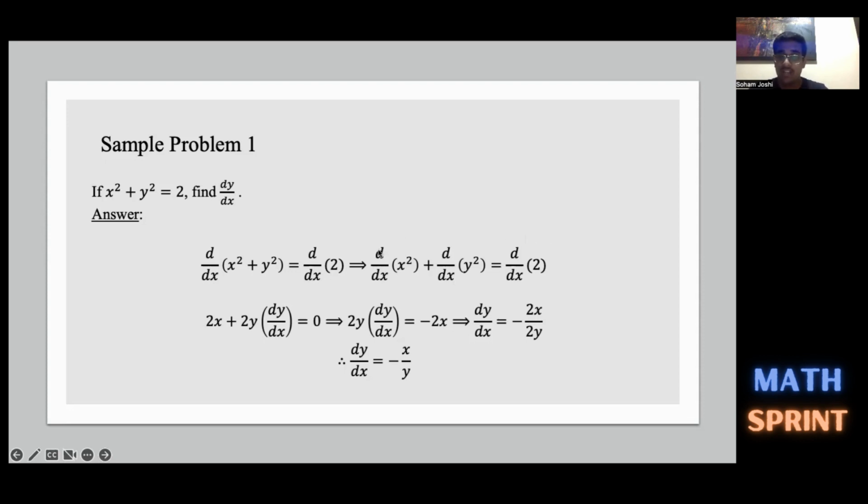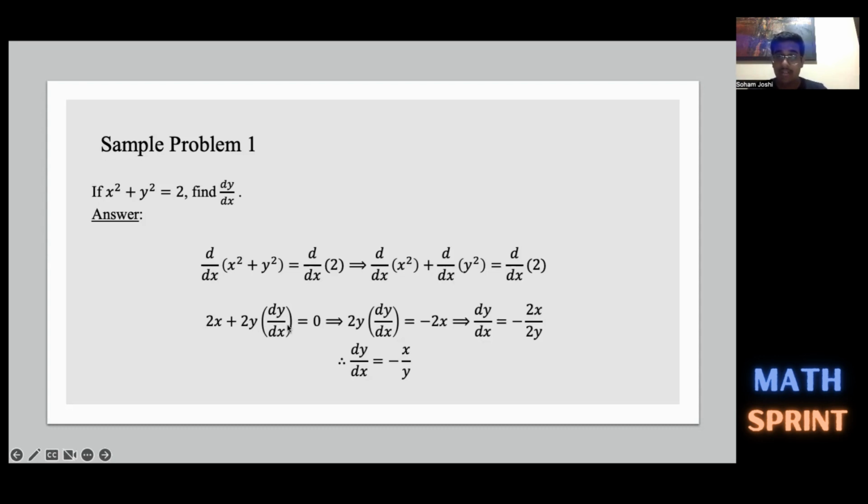Then differentiating x squared with respect to x gives 2x. Then we have to use the chain rule to differentiate y squared with respect to x. So that'll give us 2y times dy by dx. And then differentiating the constant number 2 with respect to x gives us 0, because differentiating a constant is always 0. So that leaves us with 2x plus 2y times dy by dx, and that's equal to 0.